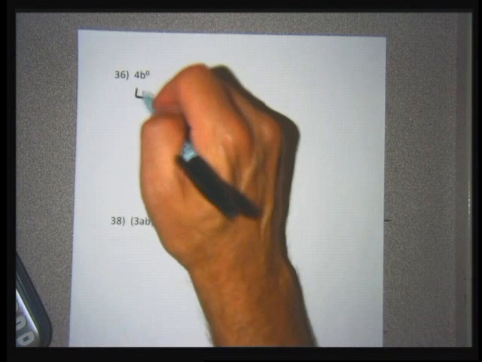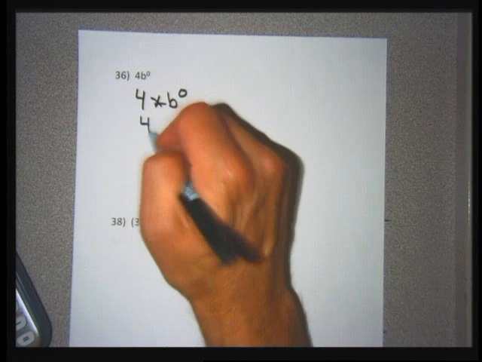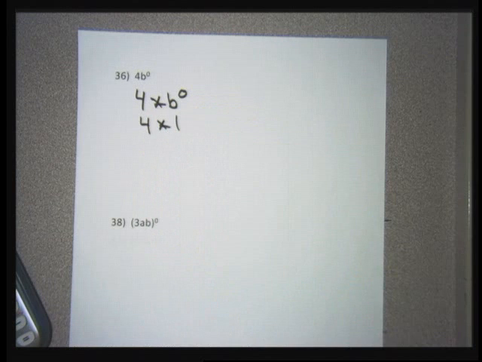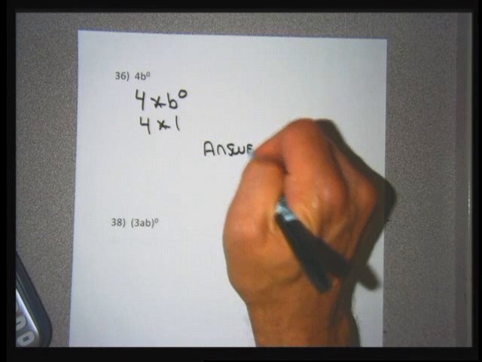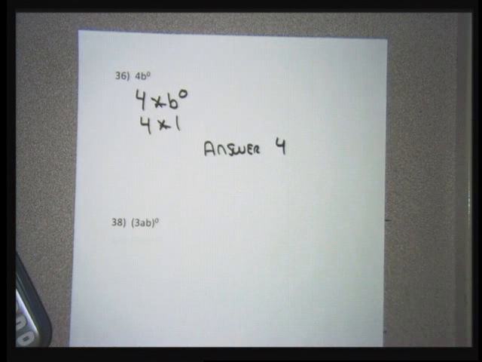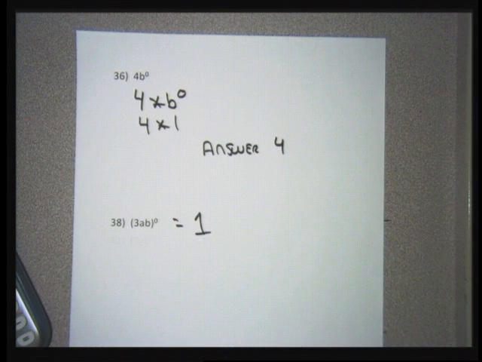36, I think of this as 4 times b to the 0. Only the b to the 0 is equal to 1, so this is 4 times 1. My answer to 36 is going to be 4. In 38, the entire contents of a parenthesis raised to the 0 power, you get 1.